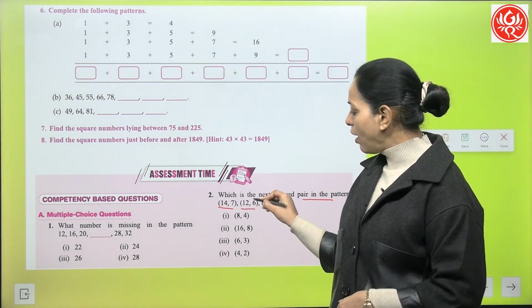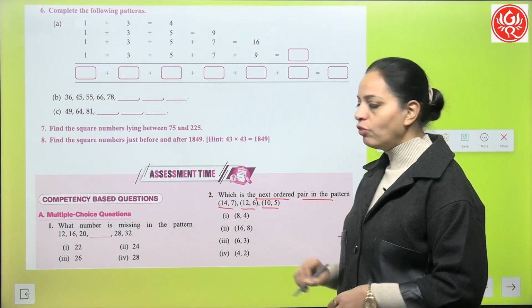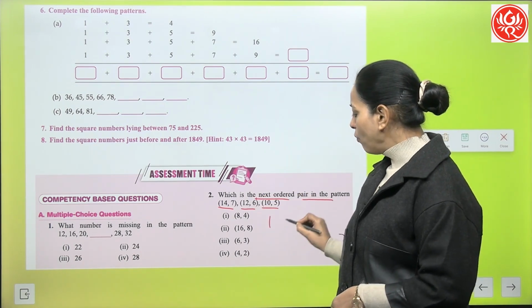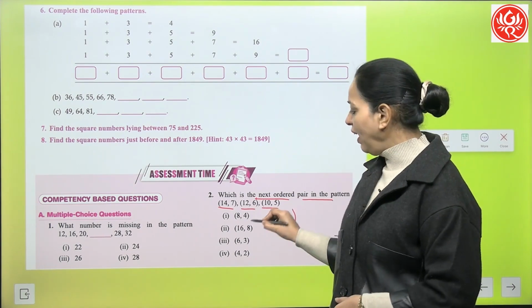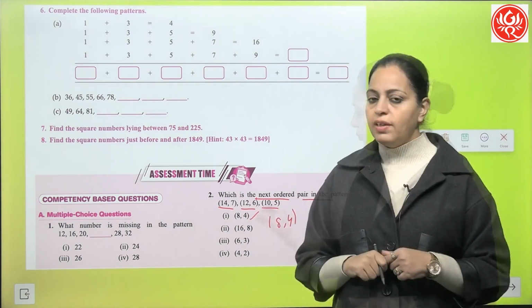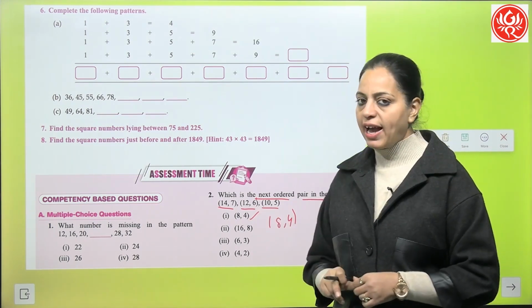So 7 twos are, 6 twos are, 5 twos are. Now what will we take? 4 twos are 8. Means 8 and 4. The next number is 8 and 4.